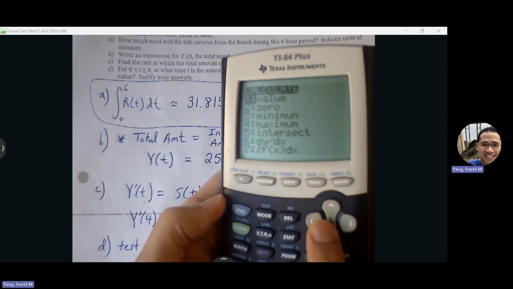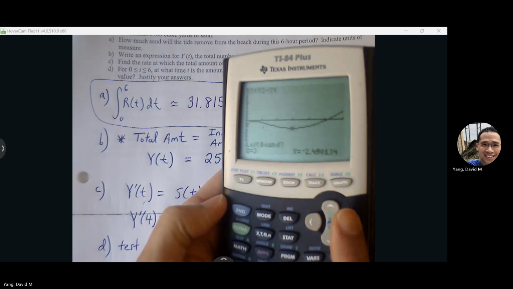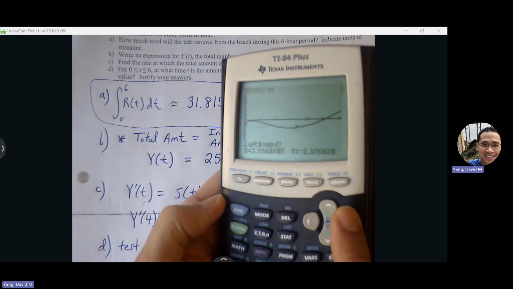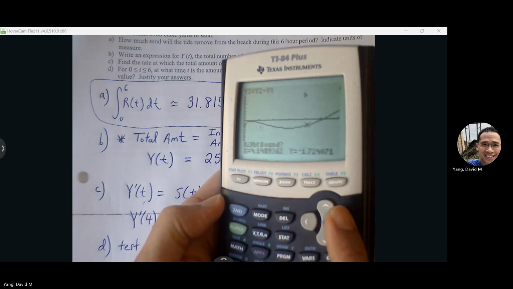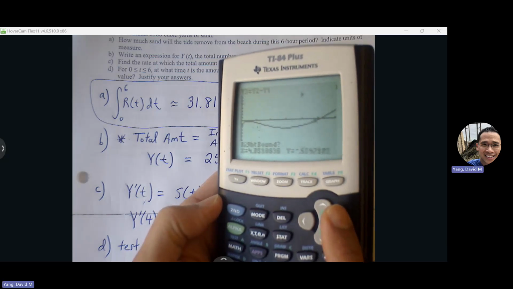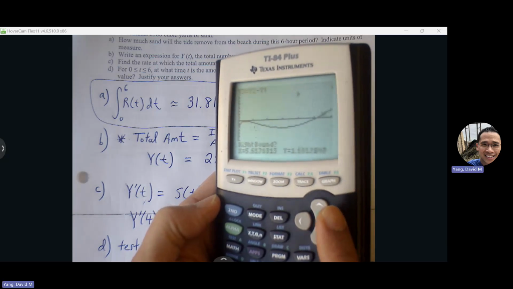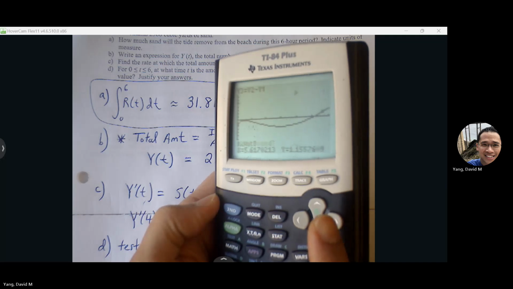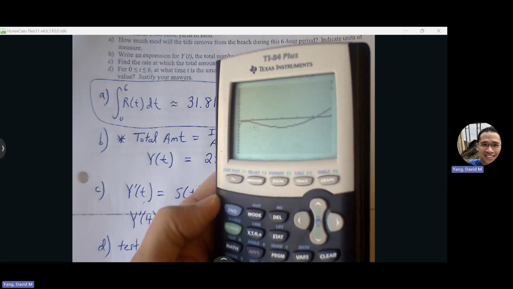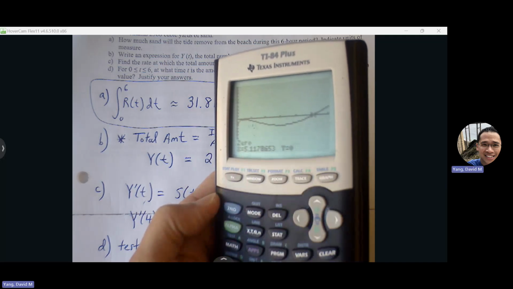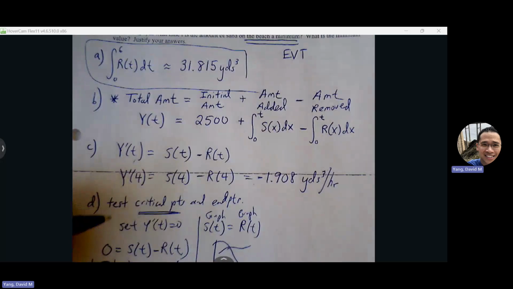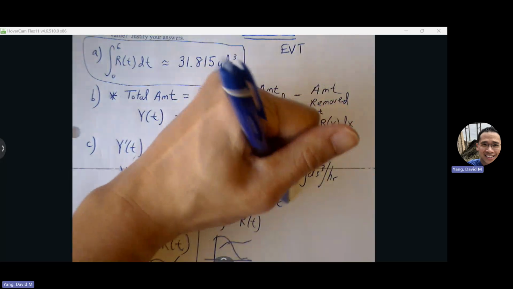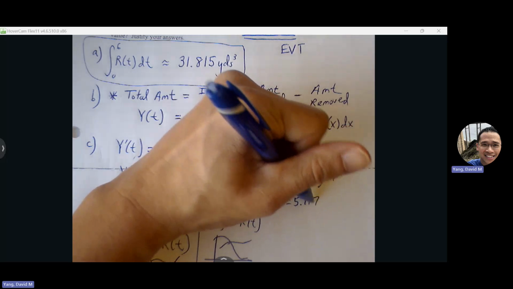So if we do second trace, 0, pick a point to the left of the x-intercept, hit enter. And then scroll to a point on the other side of the x-intercept, hit enter again. Get the calculator to find that intersection for you, so 5.117. So we have a potential absolute minimum at t equals 5.117 hours.